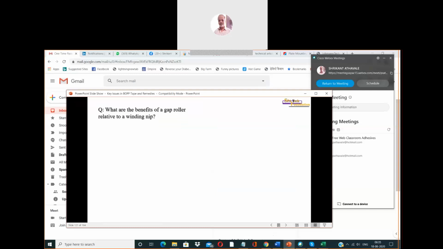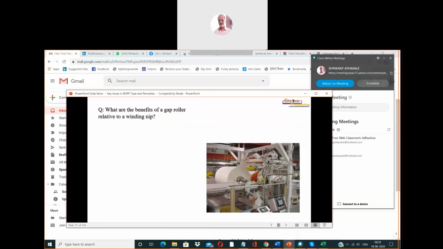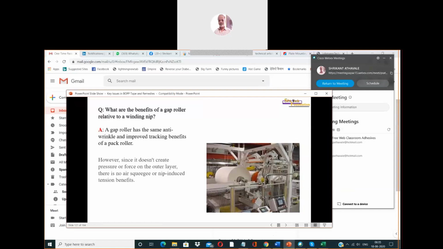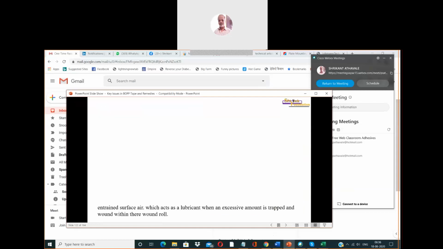What are the benefits of a gap roll relative to a winding nip? You can see the winding which is very square. This is designed to minimize trim losses. A gap roll has the same anti-wrinkle and improved tracking benefits of a nip roll. However, since it does not create pressure or force on the outer layer, there is no air squeeze or nip-induced tension benefits.